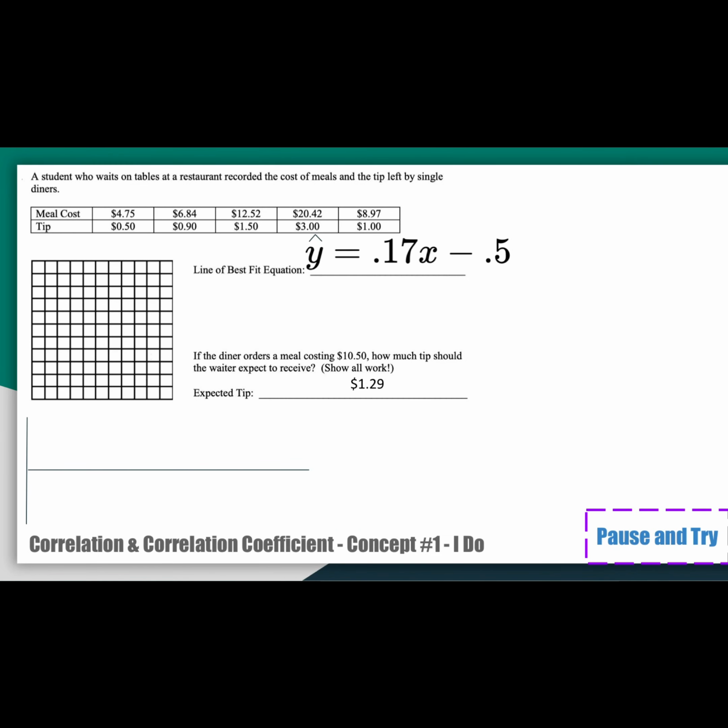All right, now you guys have a problem here. It's a little bit shorter of one. I want you guys to pause and give it a try. Oh, and by give it a try, I mean, create a residual plot.